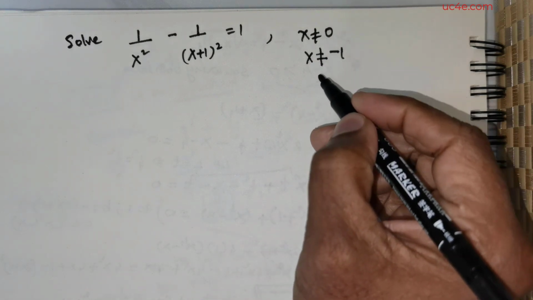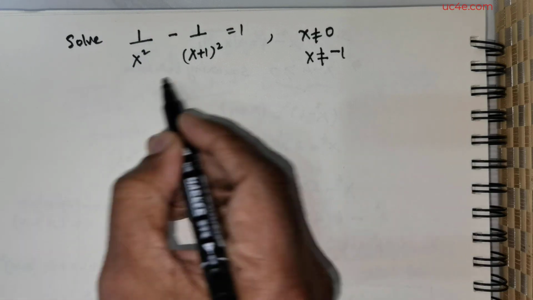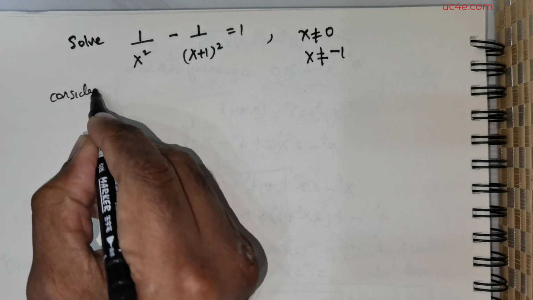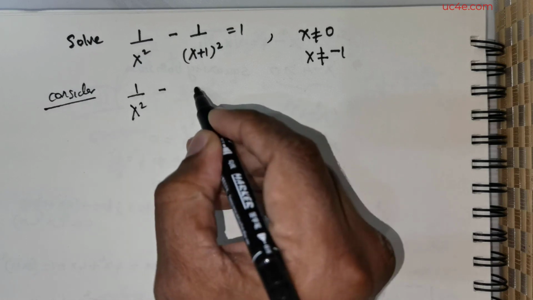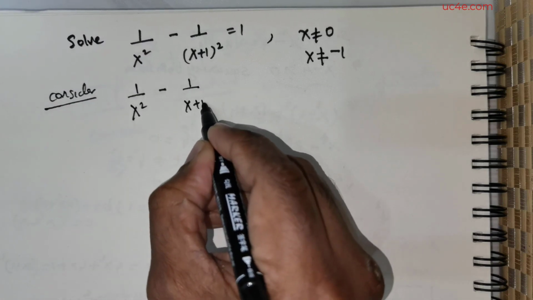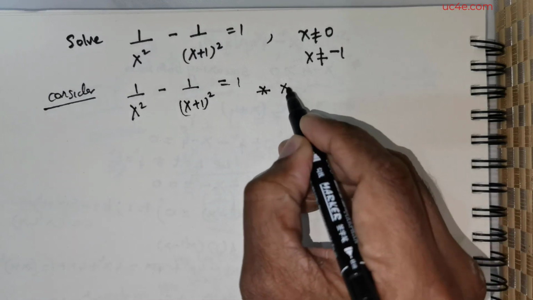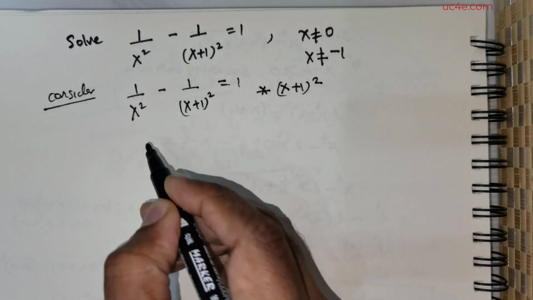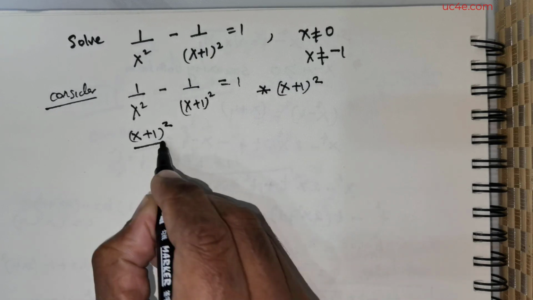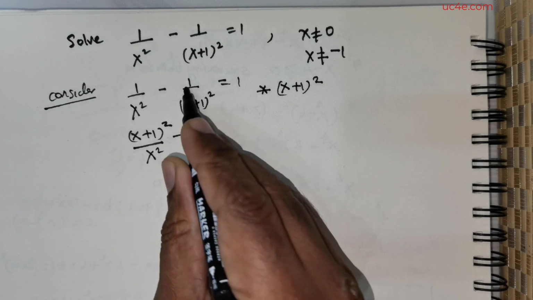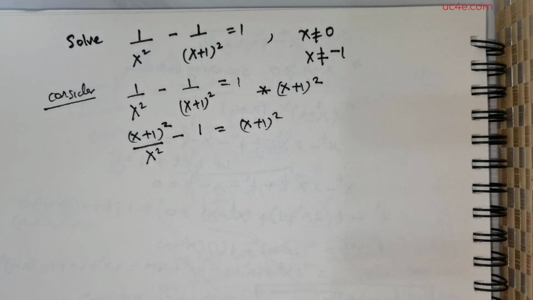So having established the required condition, let us go on by considering the given system. I'm starting off by stating, consider 1 over x squared minus 1 over (x+1) raised to the power of 2 is equal to 1. What I wish to do is multiply throughout by (x+1) raised to the power of 2. If I were to do that, I will get (x+1) raised to the power of 2 over x squared, followed by negative 1, is equal to (x+1) raised to the power of 2.